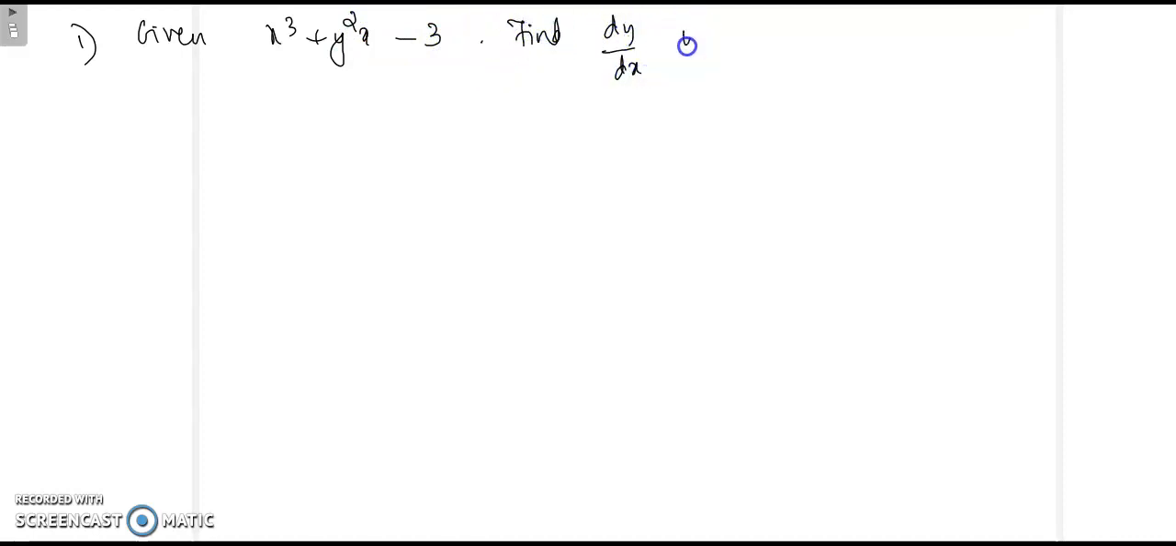So let us see an example. We are given x cube plus y square x minus 3. Then find dy by dx using chain rule for implicit differentiation.